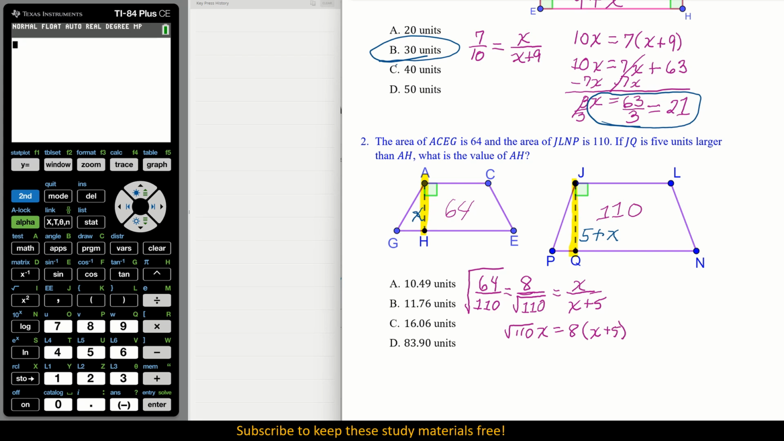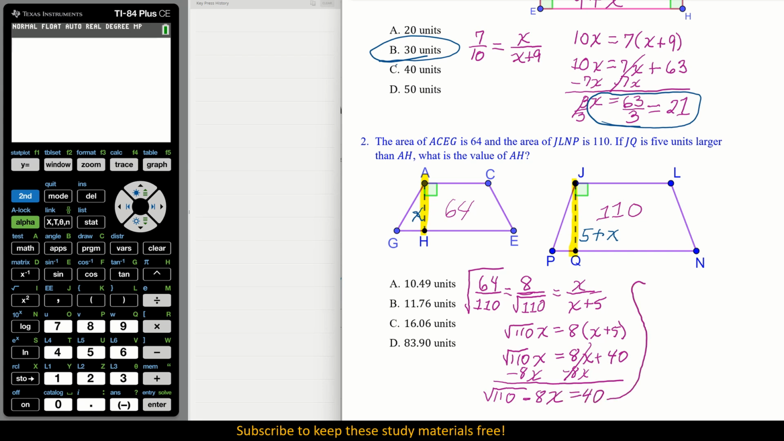Now we have to distribute. We can't just divide. So the square root of 110 times x is going to be equal to 8x plus 40. It seems messy, but it isn't really. So we need to subtract the 8x on both sides. Of course, this cancels. So what we really have is the square root of 110 minus the 8, times x, is equal to 40.